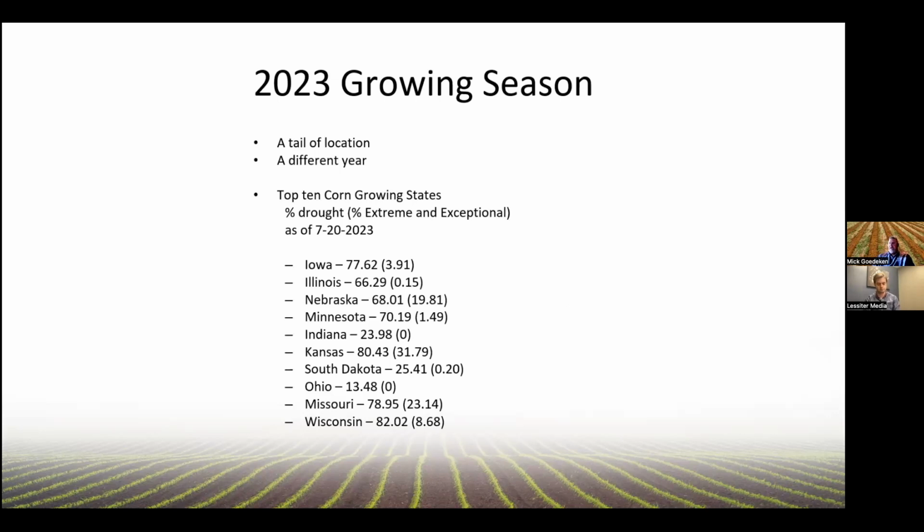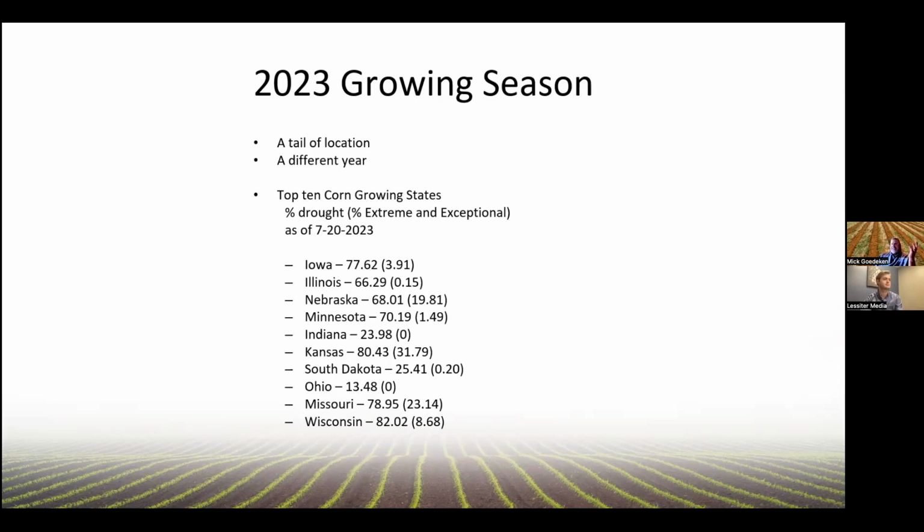You know, I was in Ohio last week, and everybody's saying, oh, we're in a drought. It's so bad. It's so dry. And I kind of look at them and smile and don't say much, but I think, man, Ohio, you're not in bad shape compared to the rest of the Corn Belt. Missouri, 78.9% of the state, 23% in extreme and exceptional. Wisconsin's at 82% of the state experiencing drought, with 8.6 in extreme and exceptional.